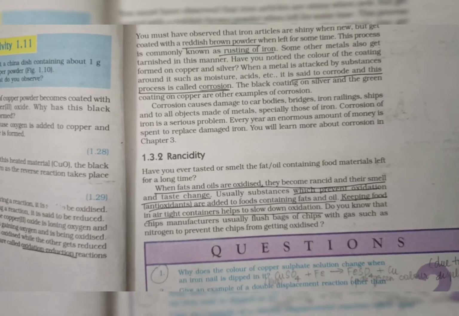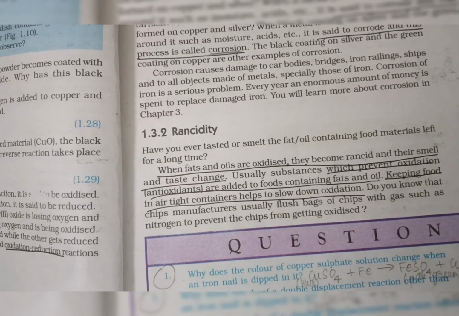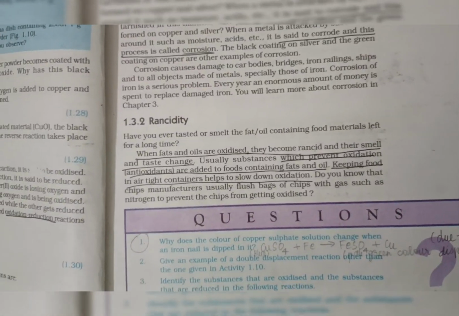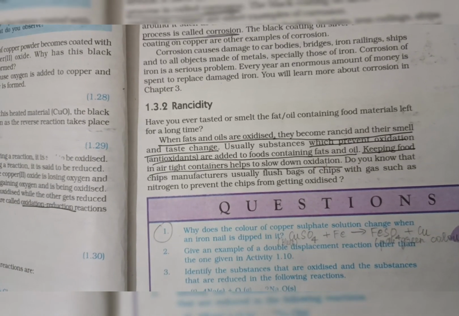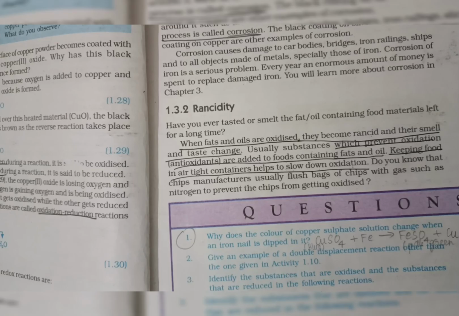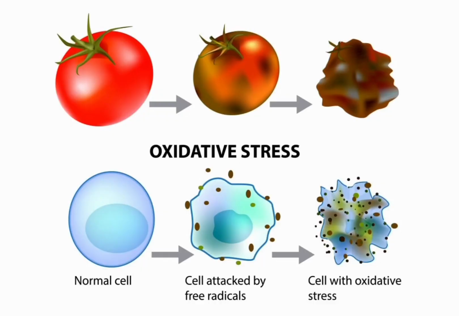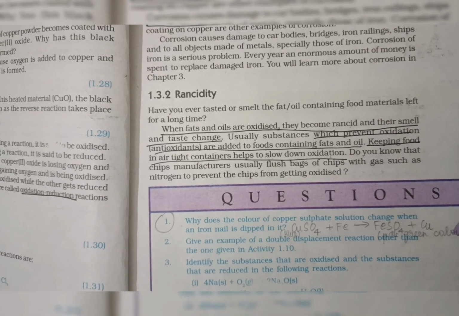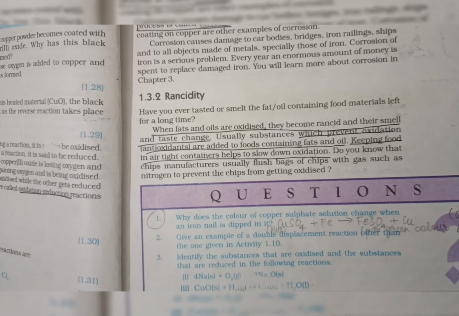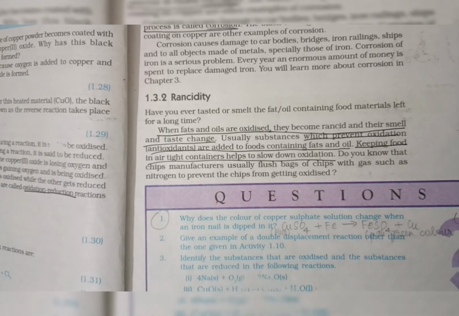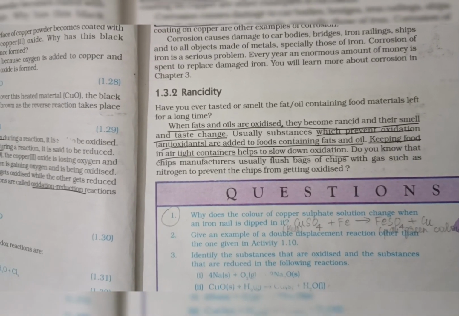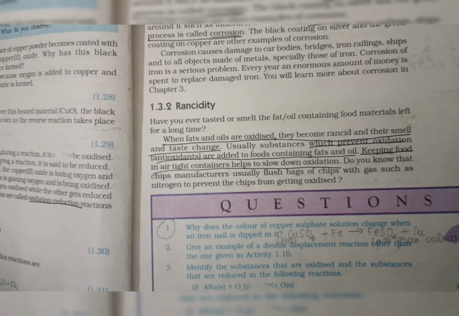Now let's look at rancidity. You would have observed this in oily food items. So when fat containing foods or oily foods are exposed to air, they get oxidized and become rancid, which is not good for health. So most of our parents suggest us to keep all these items in an airtight container which slows down the oxidation process. Successfully we have completed this chapter.